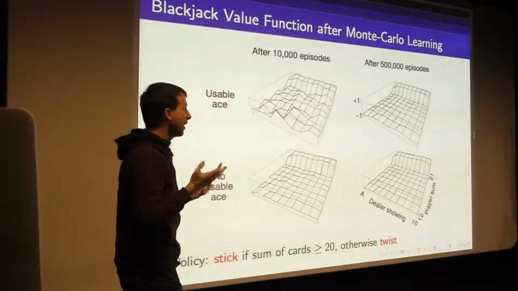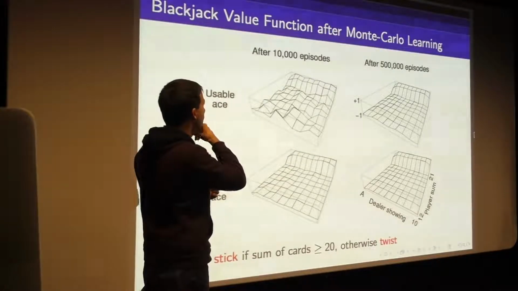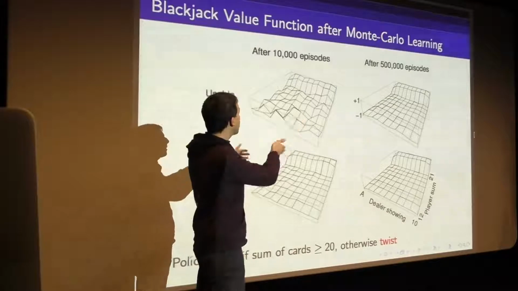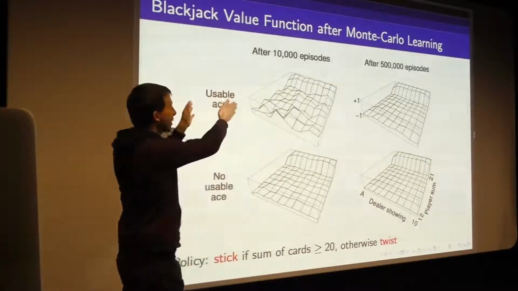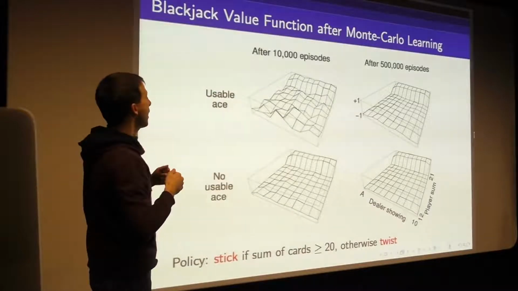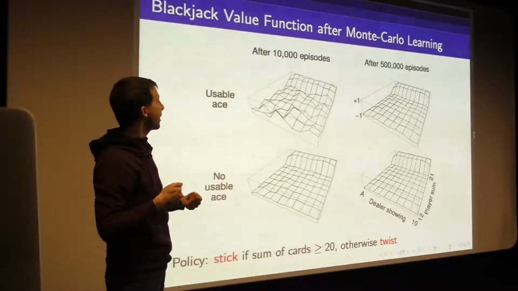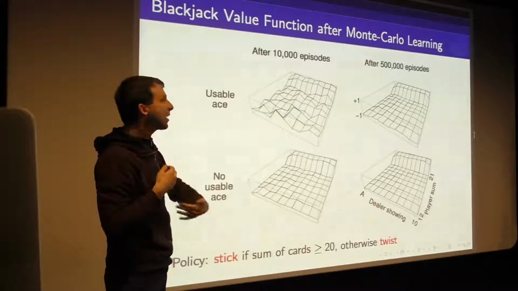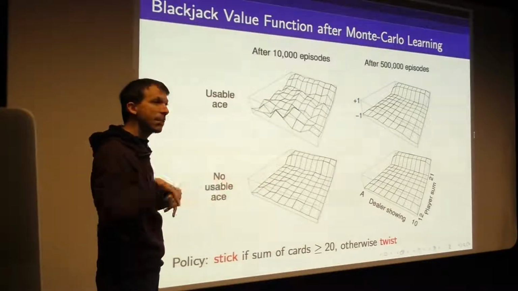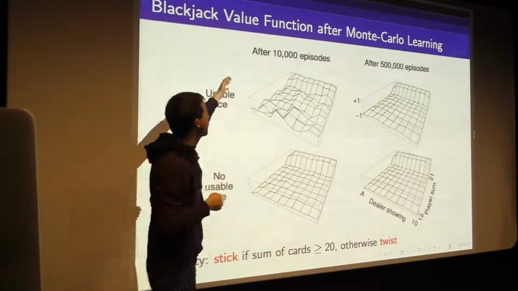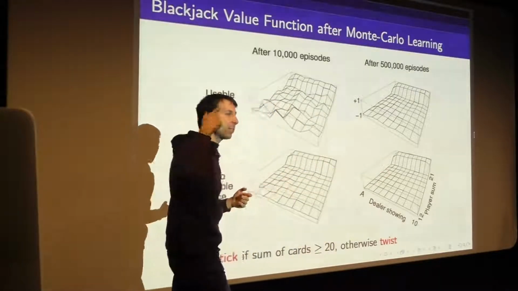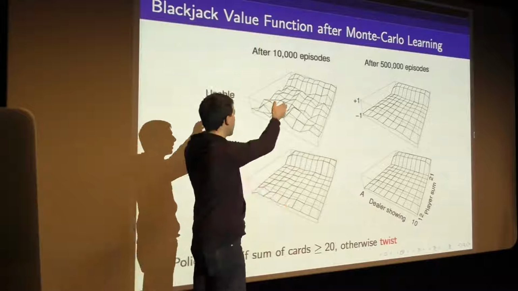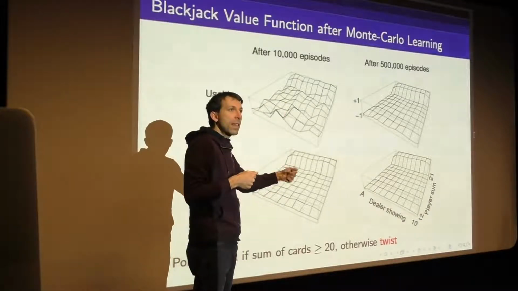And so it's good to have an ace in your hand. And basically, what we see is that this is using, I think, every-visit Monte Carlo learning. What was done here was to roll out 10,000 episodes of blackjack, to literally play out this game with 10,000 hands and then 500,000 hands, and apply exactly the procedure we've just seen.